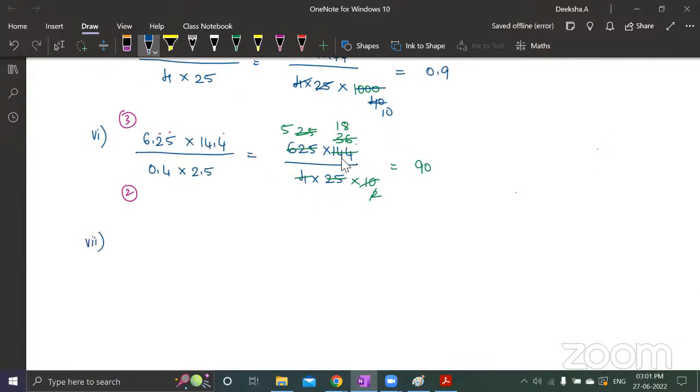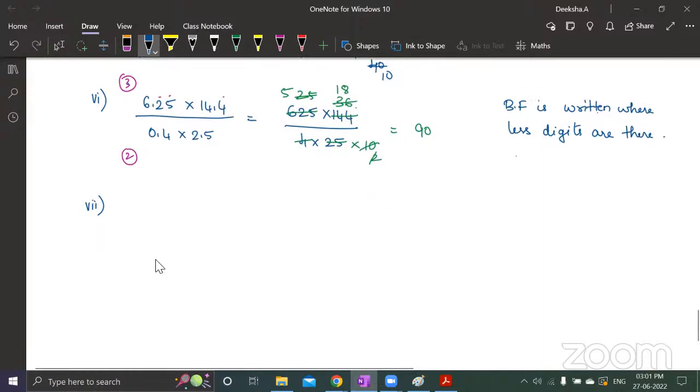See, you have to rewrite without any decimal point. Now count the number of digits in the numerator and in the denominator. The balancing factor is written where fewer decimal digits are there. Less decimal digits are there in the denominator, right? So here I will multiply. And how many zeros should you multiply? The difference between this and this. Here I have 3 zeros, here I have 2 zeros. Difference is 1. So write 1 0 here. Okay. I'll give one more example.